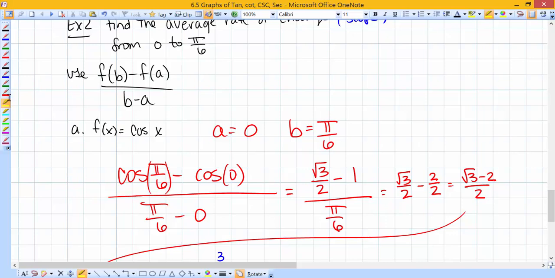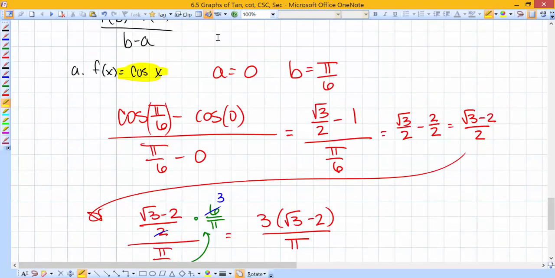So f of b, where you're starting from, 0 is your a, b is your pi over 6. So f of b, f of x is your cosine. So f of b, cosine pi over 6, minus f of a, cosine of 0. Those are your a and your b, divided by pi over 6 minus 0. So from here, you're going to use your unit circle to find those two values. The cosine at pi over 6 is root 3 over 2. The cosine at 0 is 1.